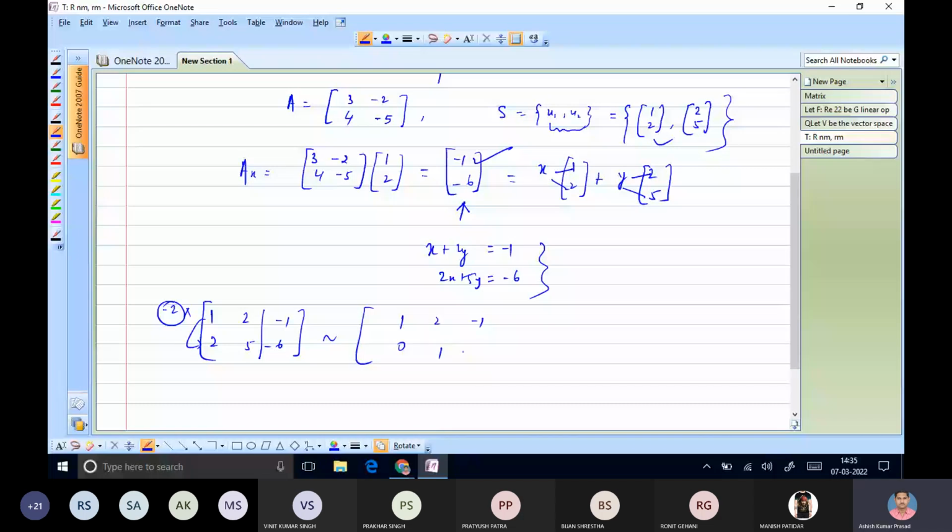Right? And again, you can see what I can do. I will multiply minus 2 to the second row and add it to the first row. So 0, 1, minus 4, and again here, see 1 and 0, and minus 4 to the 8, minus 1, 7. I will get 7, 4. So x is equal to 7. Here you can see x is equal to 7 and y is equal to minus 4.